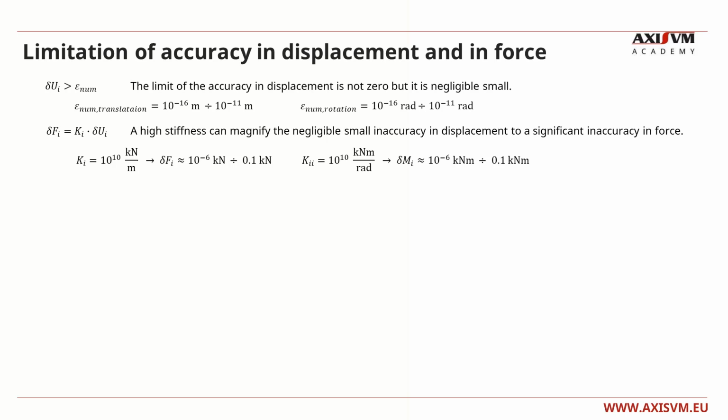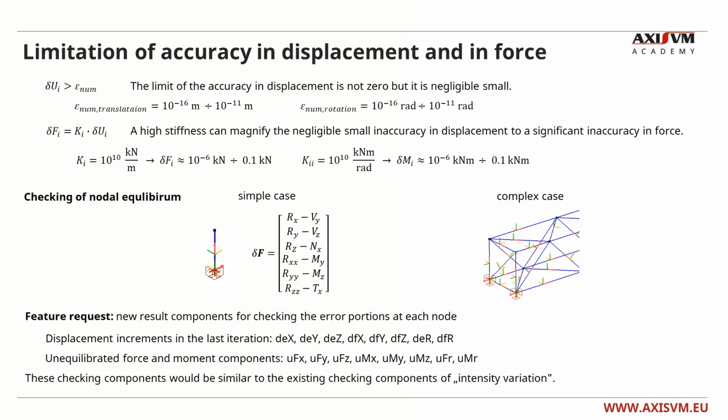But the high stiffness of a rigid support can magnify the small inaccuracy in displacement to a significant inaccuracy in force. Therefore, for nonlinear analysis, the stiffness value of supports considered to be rigid would be necessary to decrease from its default value. This problem will also appear in the first case study. Unfortunately, in the present version of AxisVM, the inaccuracy of a support force or moment can only be found in simple cases when the support reaction force components correspond to element internal force components. In complex cases, it is quite a hard work.